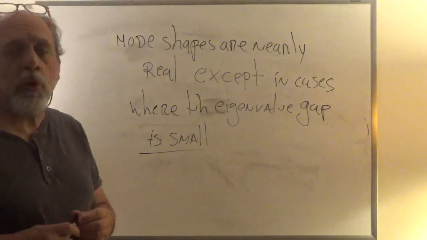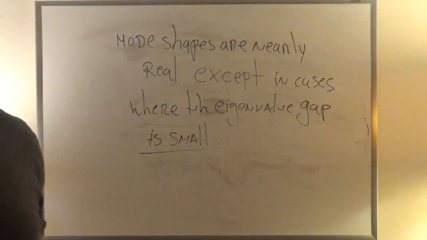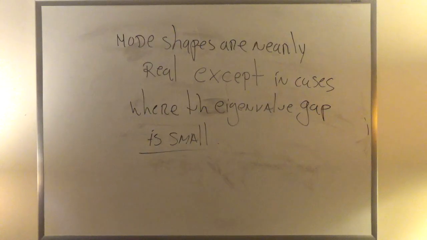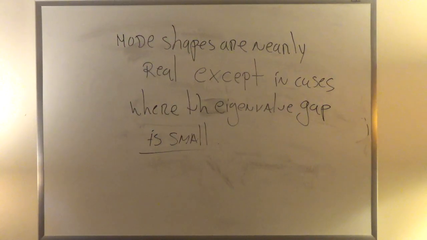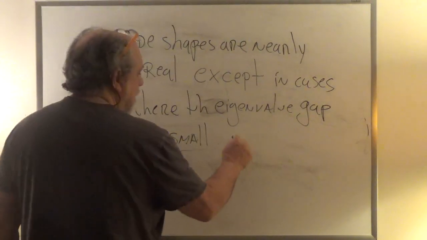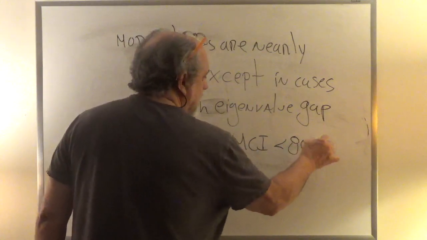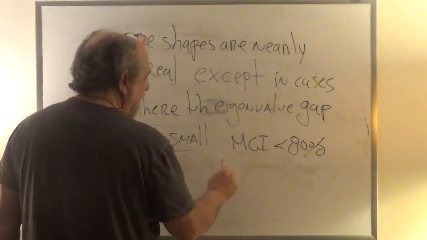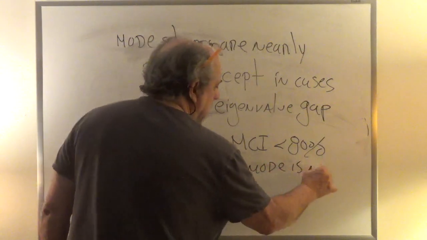So, when you are doing system identification for damage detection, or for model updating, for whatever it is, we use the model collinearity index to eliminate modes that we think are no good. And if the model collinearity index is, let's say, less than 80%, we can safely say the mode is no good.